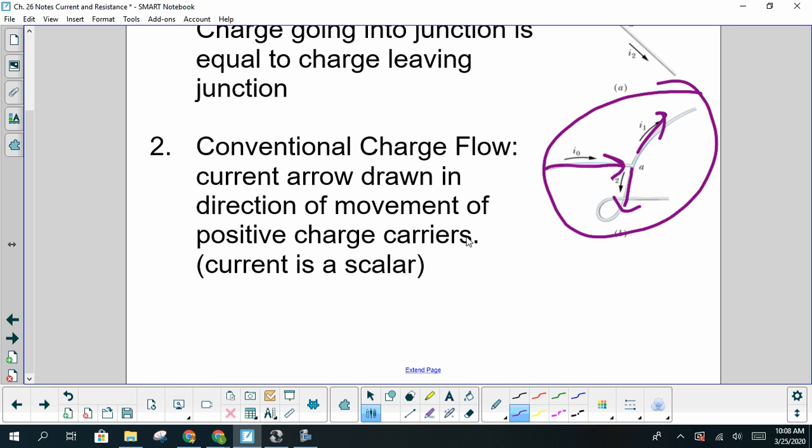Now, we know that that's not really what happens inside of a wire. We know that it is actually those valence electrons that are moving, in the opposite direction of a positive charge. You can think of it, and maybe I'll blow some synapses here, but you can also think about it as the movement of holes.